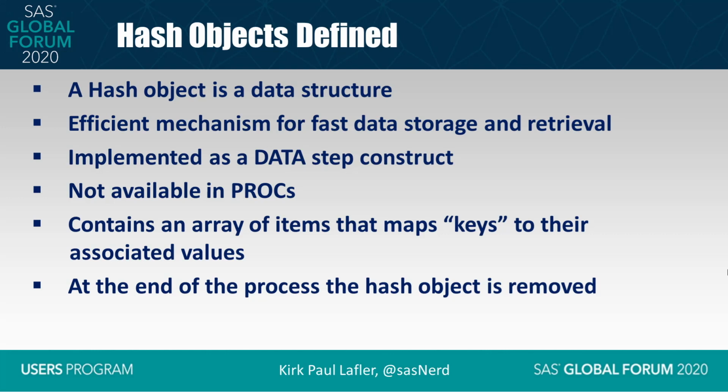What is a hash object? Essentially, it serves or acts like a data structure. It provides an efficient mechanism for fast data storage and retrieval. It's implemented in the SAS system as a data step construct. It's not available in PROCs or procedures. It essentially contains an array of items that maps keys to their associated or respective values. At the end of the data step process, the hash object is automatically removed.